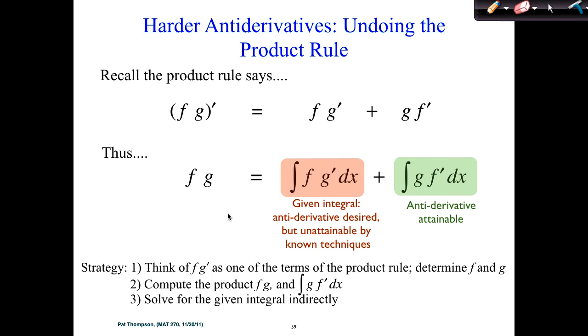So here's the overall strategy. We're going to think of the fg' as one of the terms in the product rule. We're going to determine f and g. Then we're going to compute f' and g, and we're going to set up this antiderivative. And if we've done everything right, that will be easier. And then we're going to solve for this indirectly by doing fg minus the green one. So it's kind of like a workaround to do this by finding other stuff, but all that other stuff is based on the product rule. So does the overall approach make sense?